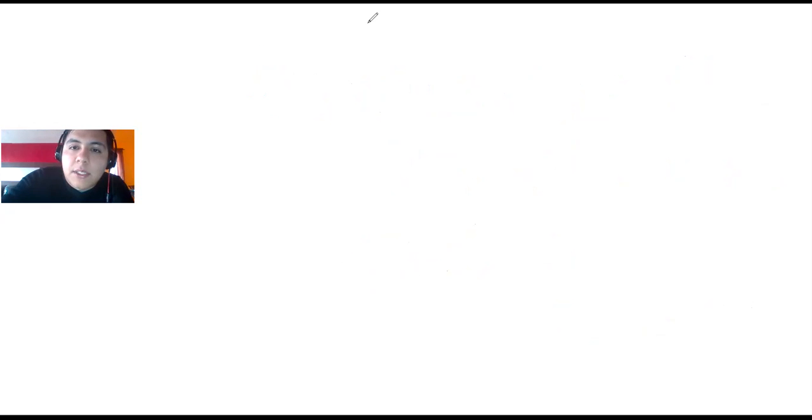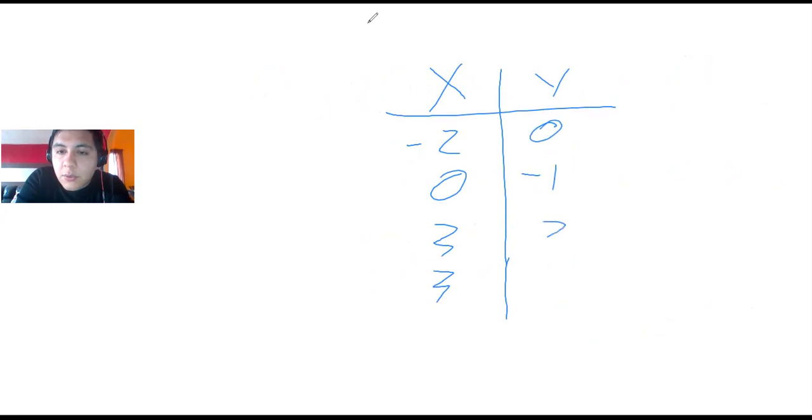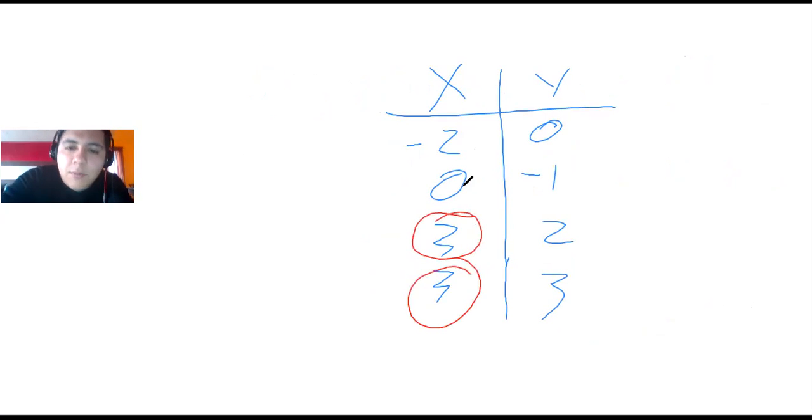And so for example, let's say we had the table x and y. So -2, 0, 3, and 3. And we have 0, -1, 2, and 3. So again, what we're going to do is focus on the x values. So we have -2, 0, and then we see 3 repeats twice. So in this situation, we would say that this is not a function.